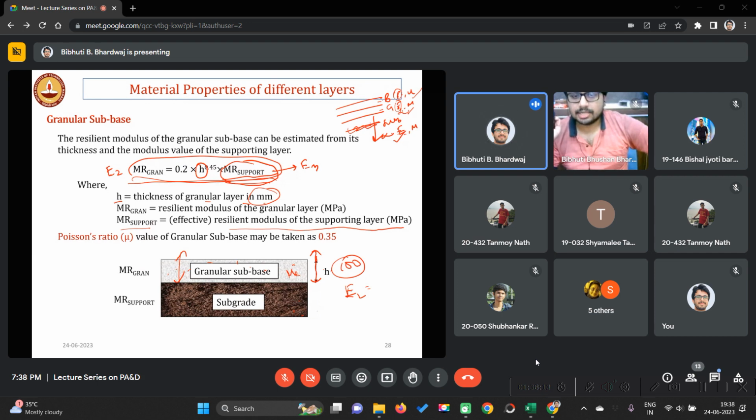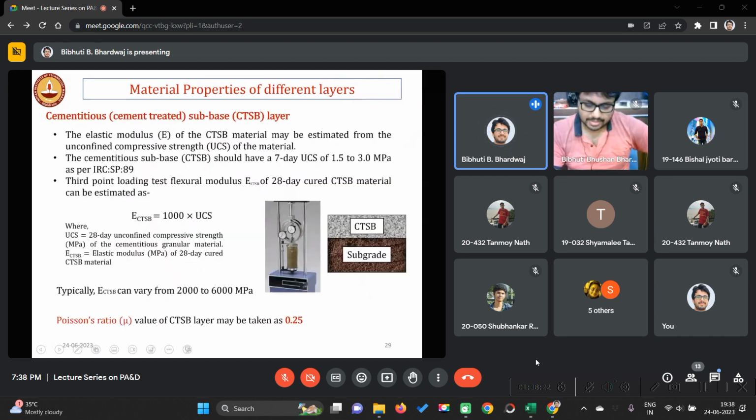Trixial test setup nathake, okay, in that case you can use this formula. Then for cement treated base or cement treated subbase, the elastic modulus E_CTSB you can calculate as 1000 into UCS, the unconfined compressive strength at 28 days. You already did the UCS test, so this is calculated like that. This is practical, this is logical also, because you at least test the material.